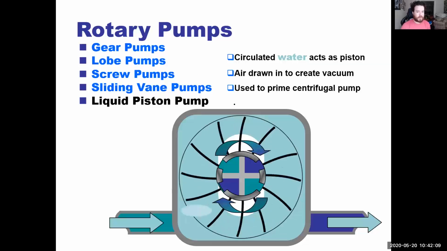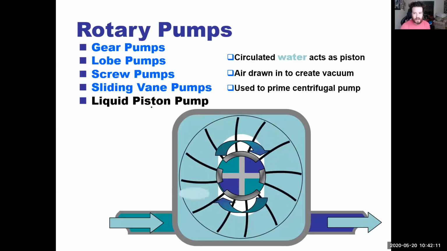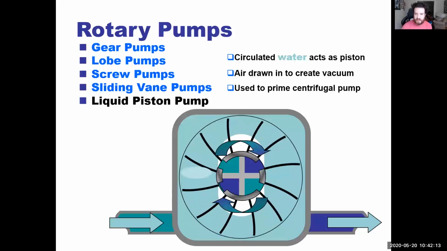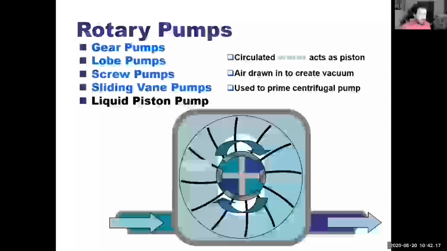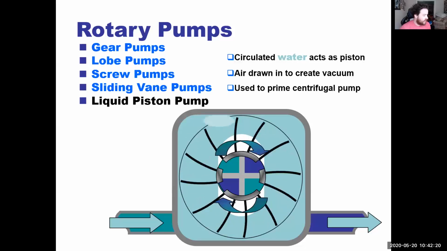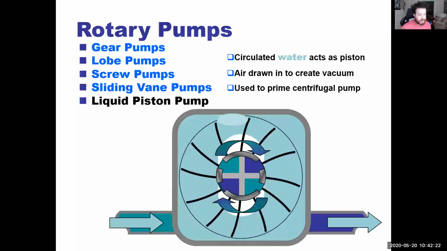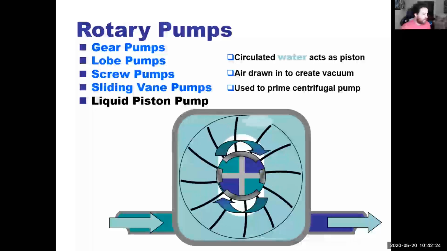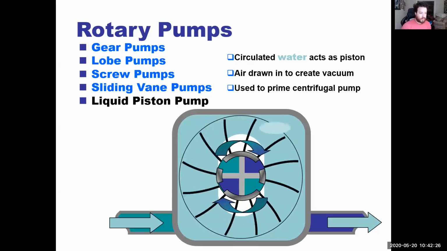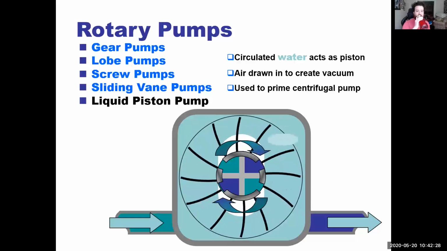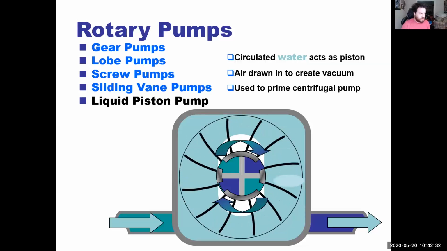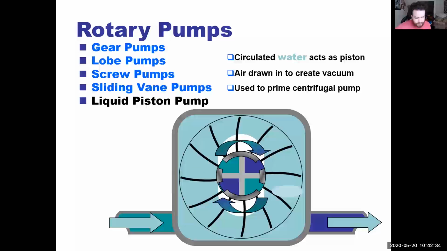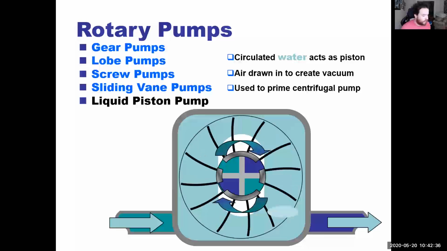Now, and then we have these liquid piston pumps. They circulate water, which acts as a piston. Air is drawn into the vacuum and used to prime centrifugal pumps. I have never used one of these. I've always used either just salt water, what have you. We'll go into that in pump operations. I've always been told you see these more on Navy ships and that sort of thing.